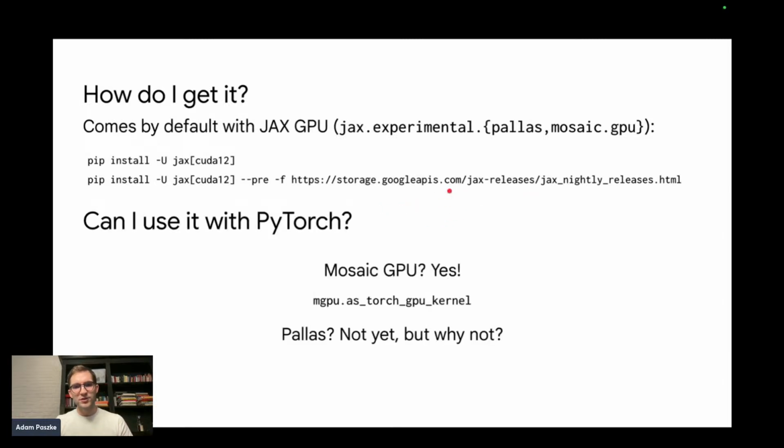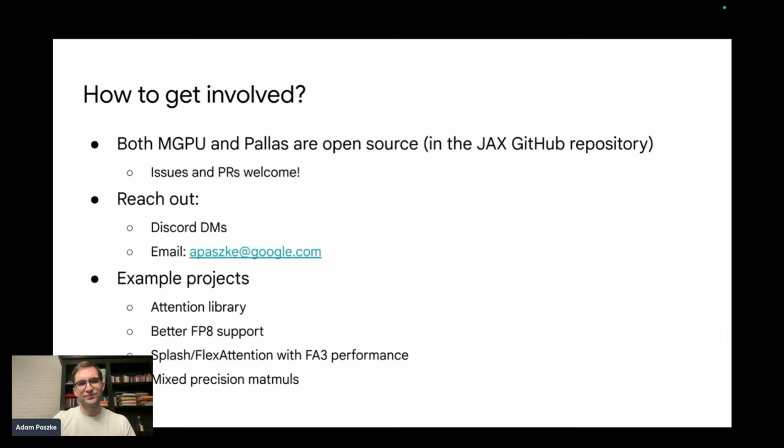And yeah, can you use it with PyTorch? Mosaic GPU, yes. You just use a different function with pretty much the same API to wrap a kernel, and then instead of giving you a function that takes JAX arrays and returns JAX arrays, it gives you a function that takes torch tensors and returns torch tensors, and that's it. For Pallas Mosaic GPU, we don't have torch bindings yet, but ultimately it should be feasible to build. We do want to build it. So yeah, not right now, but ultimately why not?